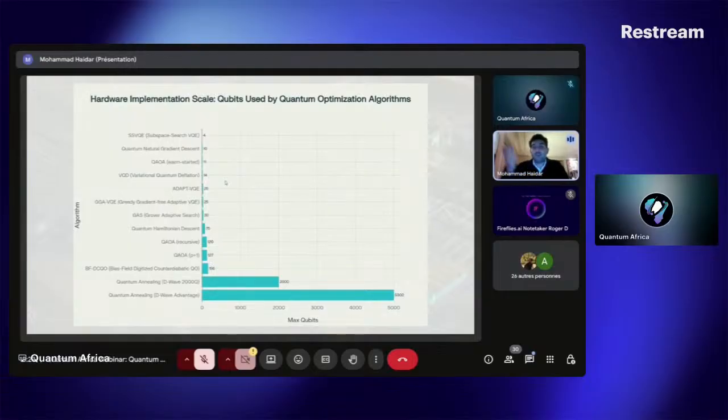So, okay, I showed you a lot of algorithms, but how can I see how much they are used so far in terms of the number of qubits per hardware chip? If you see here, SSVQE is a subspace search VQE. It's important for finding the excited state of a certain molecule or a certain physical problem.